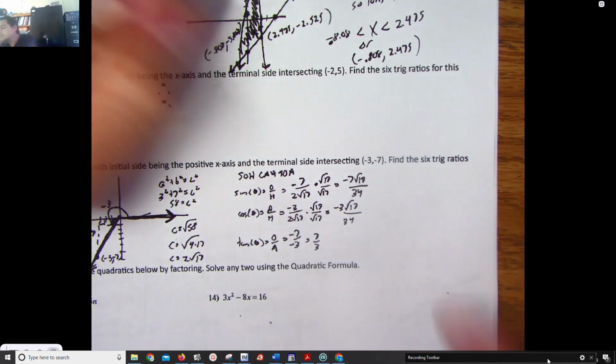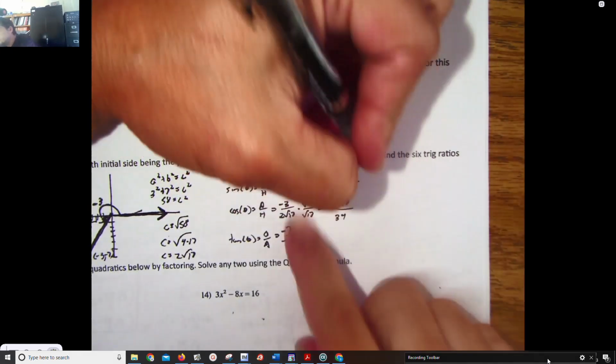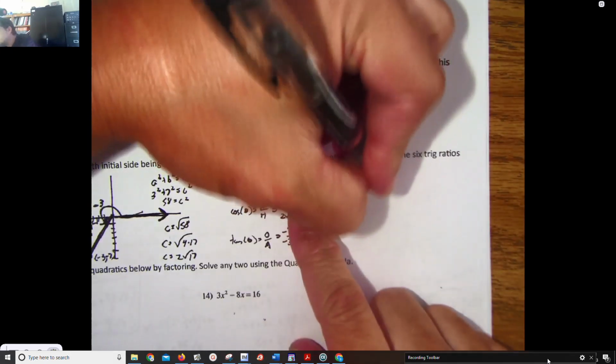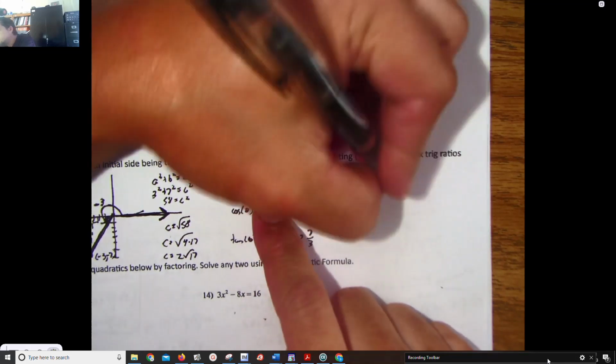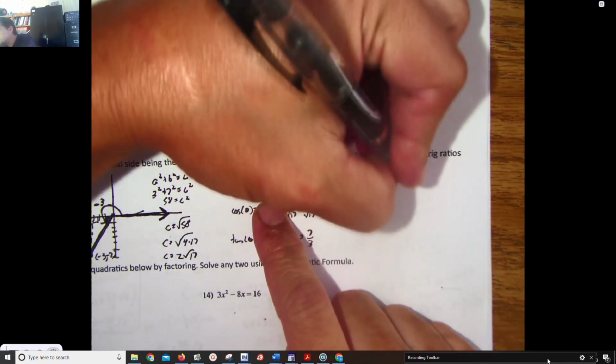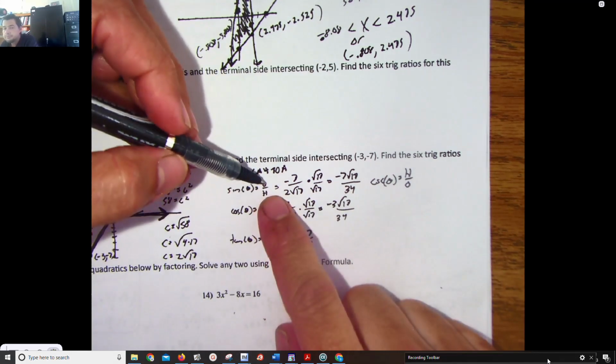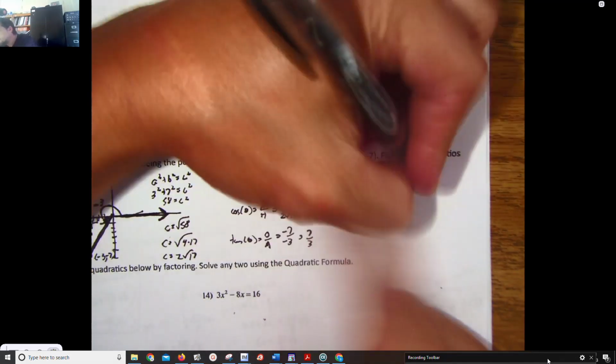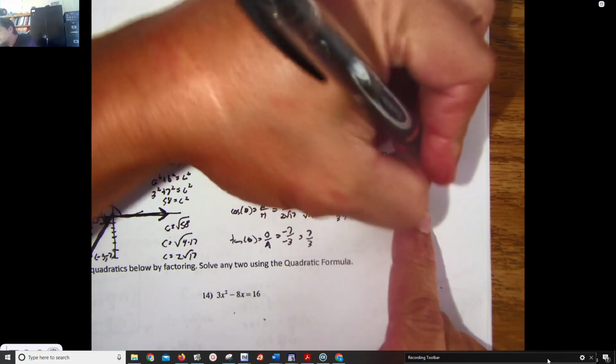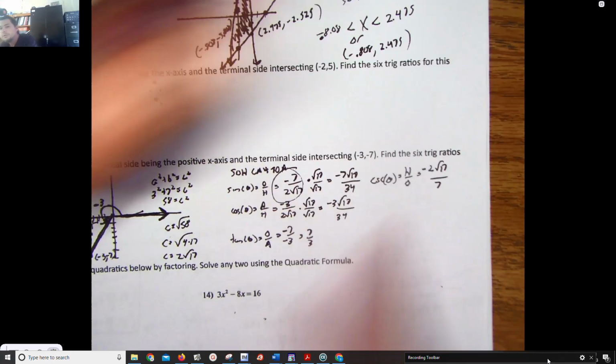Now the other three ratios are reciprocals. The reciprocal of sine is called cosecant. Sine says O over H, cosecant is H over O. Now notice their reciprocals. Flip this thing. 2 root 17 over 7, negative goes in the numerator.